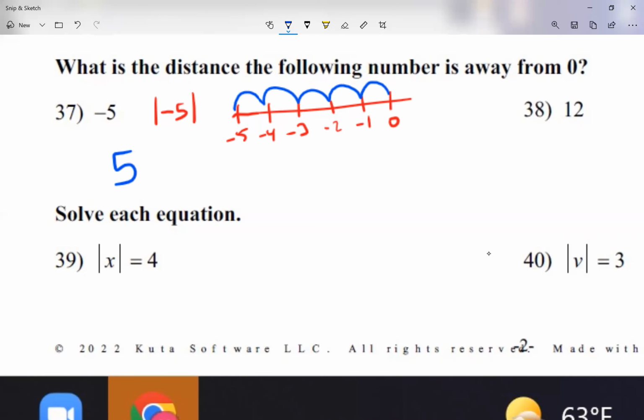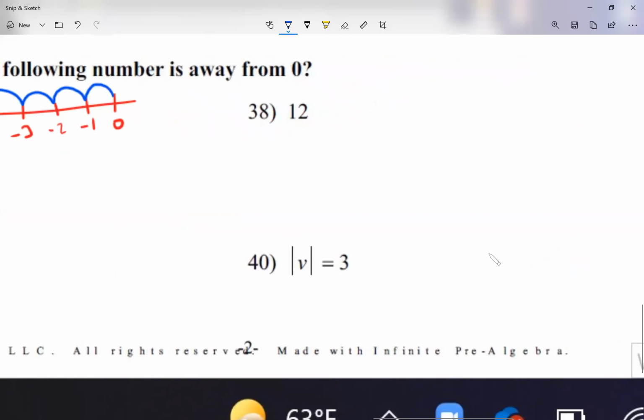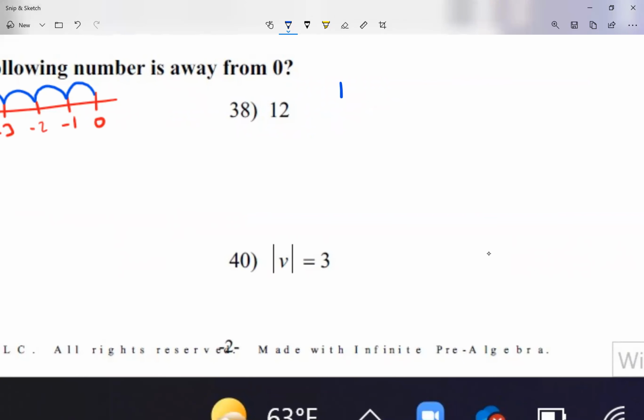That's one way. Another way was seeing it as an absolute value. Now the absolute value says make the number positive. If it was positive to begin with, keep it positive. If it was negative to begin with, change it to positive. My answer will be a positive answer. So just 5.